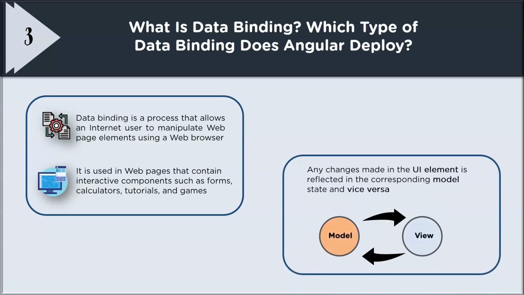When it comes to Angular, it uses two-way data binding. Any changes made to the user interface are reflected in the corresponding model state. Conversely, any changes in the model state are reflected in the UI state. This allows the framework to connect the DOM to the model data via the controller.